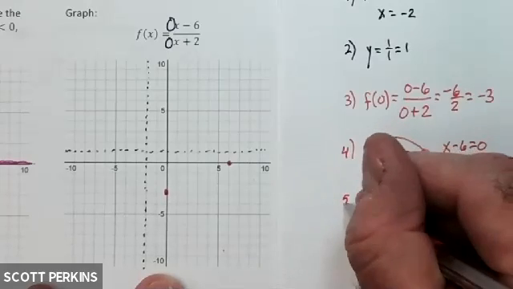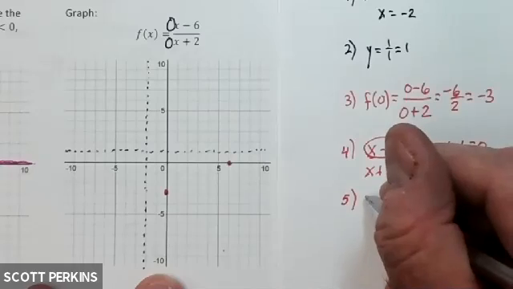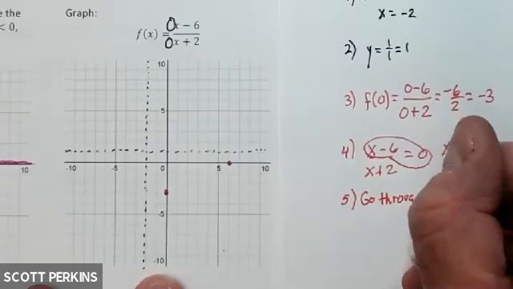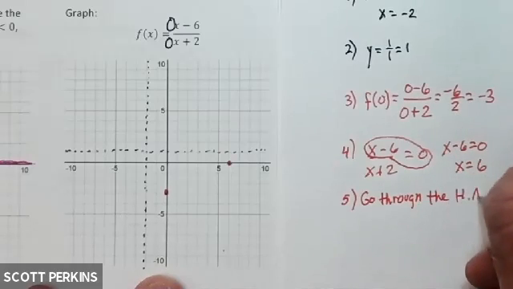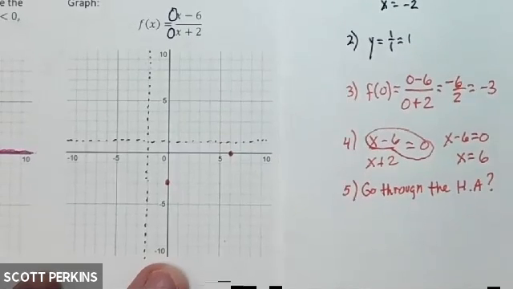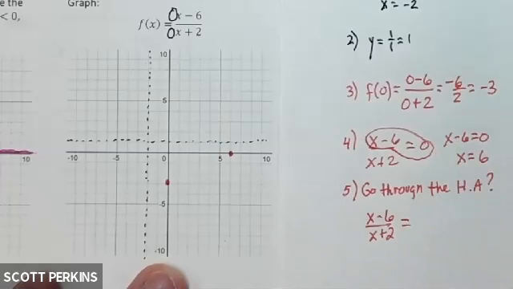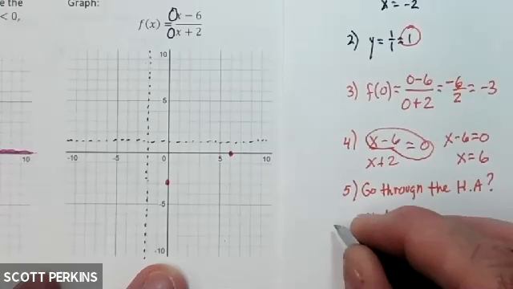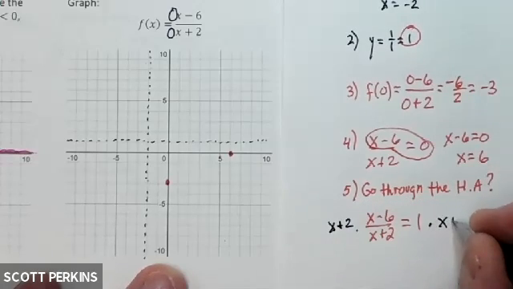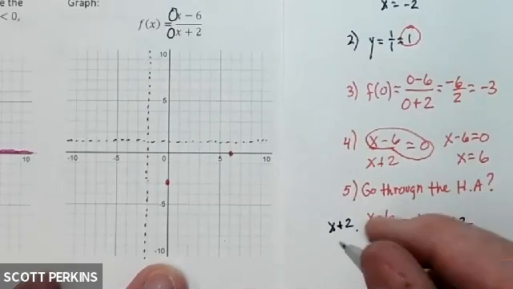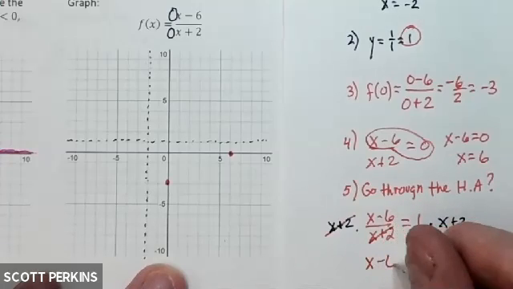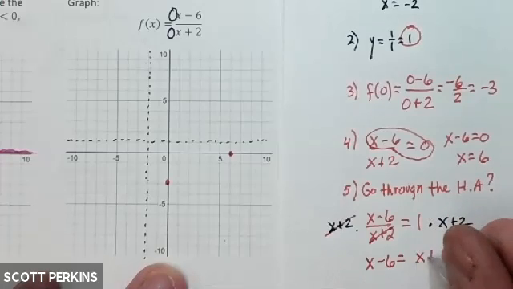But before I connect the dots, I have to answer the question, does the graph go through the horizontal asymptote? The way you figure that out is you take your function, x - 6 over x + 2, and you set it equal to the value of the horizontal asymptote, which is 1. Now, we solved things like this in class today. What I'm going to do is clear the fraction by multiplying both sides by the common denominator, which is x + 2. So on the left side, the x + 2's cancel, and I have x - 6. On the right side, I have x + 2.